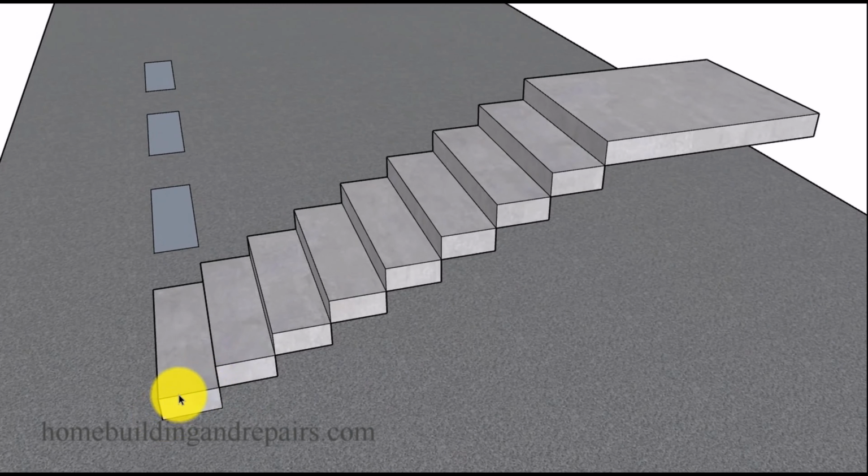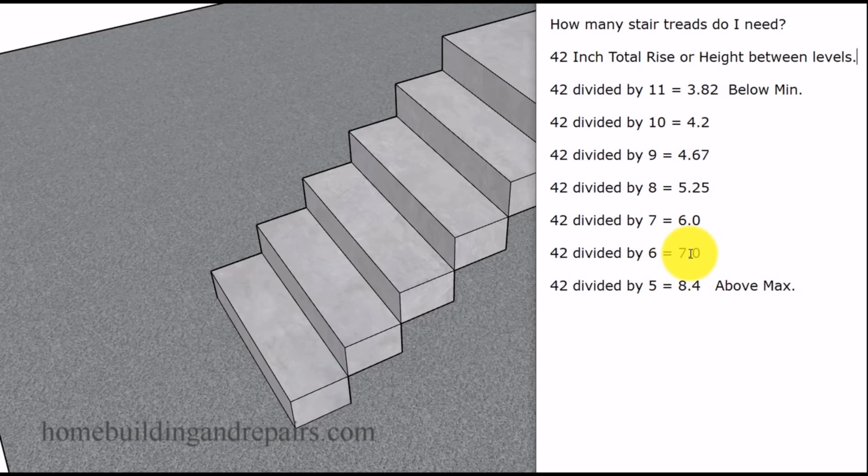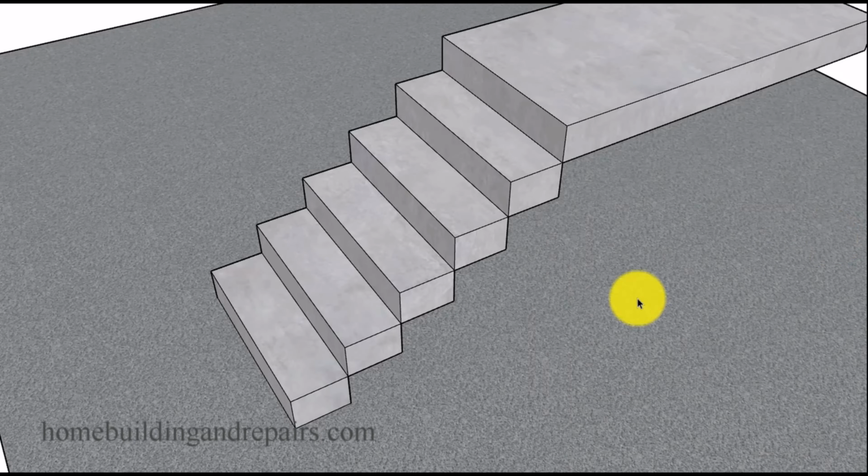And the 5 steps will give us a 7 inch riser, I believe. Is that what that was? Let's pull up our chart again. 6 7-inch risers will give us 5 steps. So 6 7-inch risers. Let's pull that down. 1, 2, 3, 4, 5, 6. Each one of these are going to be 7 inches. So that'll be 5 steps for that.